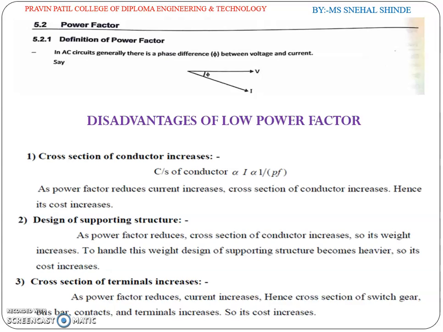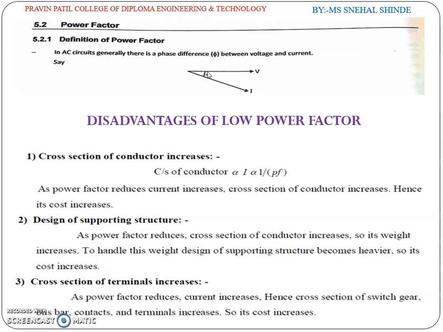The definition of power factor: in AC circuits there is a phase difference between voltage and current. Here you can see in this figure we have plotted the phasor diagram. We have taken the voltage as the reference and we have taken the current. There is a difference of phase angle phi. The cosine of the angle between voltage and current is known as the power factor.